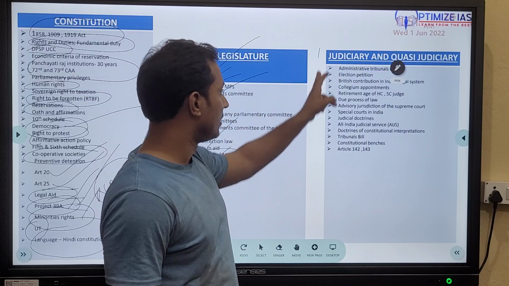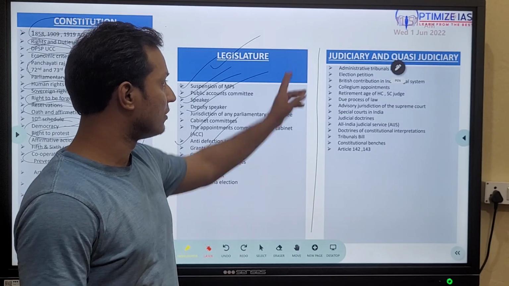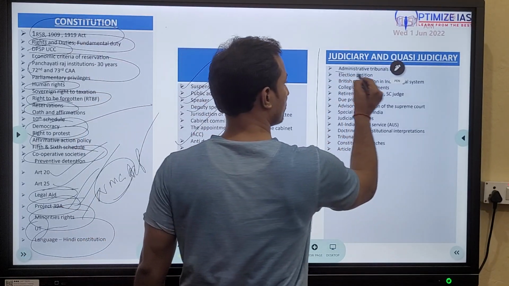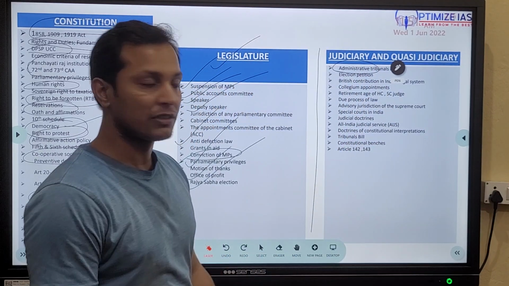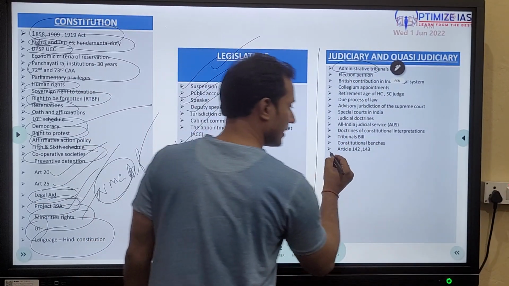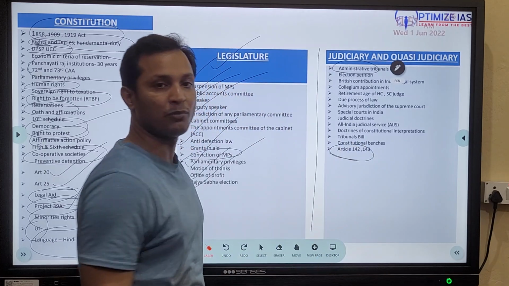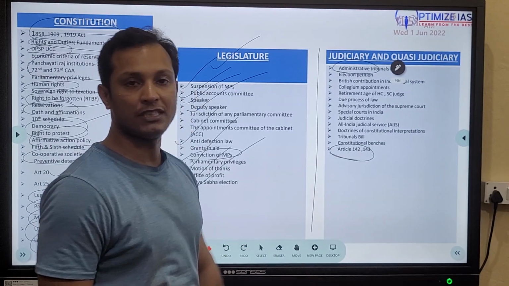Then we see what are the topics related to the judiciary, guys. In the judiciary, administrative tribunals are very important. Then you see Articles 142 and 143 are very important, guys.